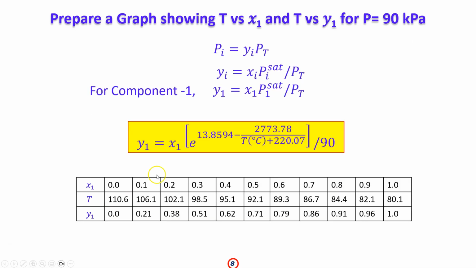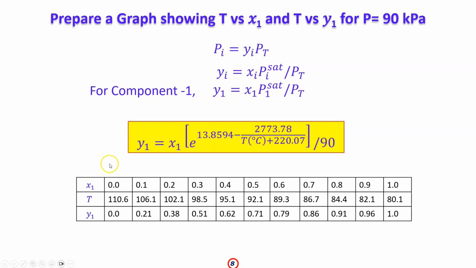Now we know that partial pressure is equal to yi into pt, meaning the partial pressure of the pure component is equal to the mole fraction in the gaseous phase into total pressure. So yi will be pi by pt, and pi we know is xi into pi saturated. Now y1 will be x1 p1 saturated by pt. The p1 saturated we know from the Antoine equation, and we put that value. So this is the equation: y1 is equal to x1 into the vapor pressure of component 1 divided by pt. We know pt is 90 kilopascal.